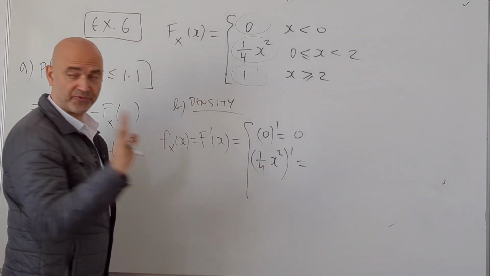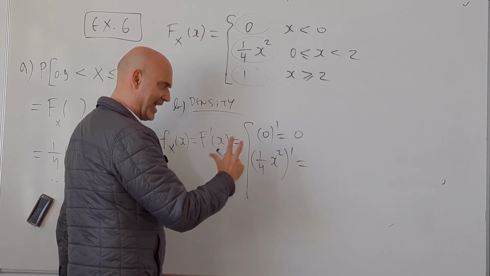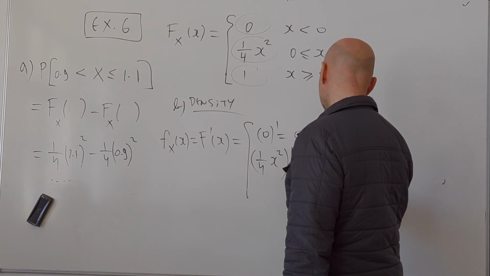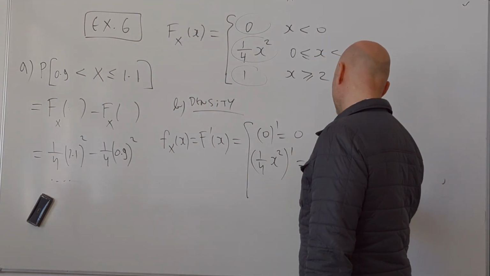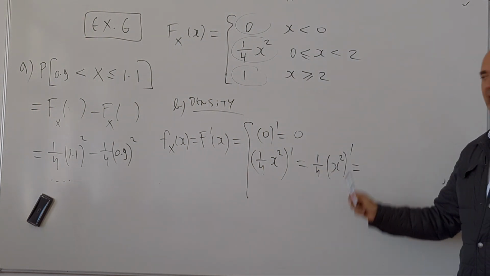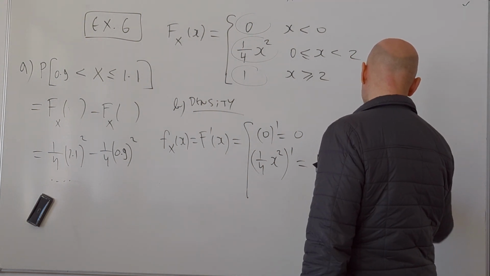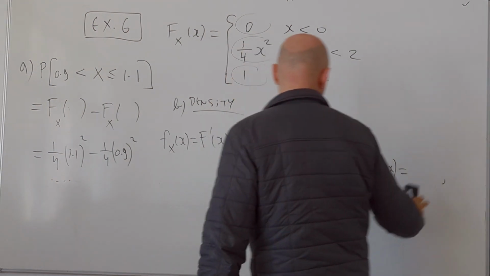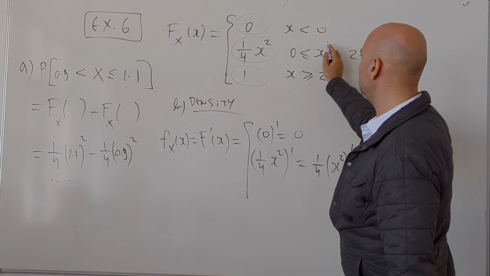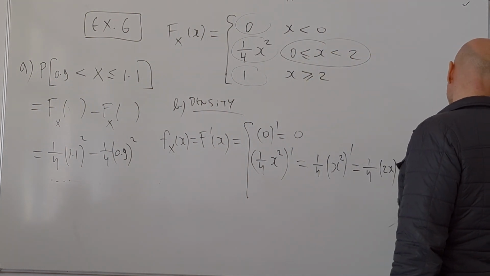What we have is rule number 5, k times an expression that involves x. So we put the k outside the derivative, 1 divided by 4, and we calculate the derivative of x squared. We already know the derivative is 2x. So we get 1 divided by 4 times 2x, and we can simplify and write 1 divided by 2 times x. And this is for what interval? Between 0 and 2. So I'll put it for the interval between 0 and 2.